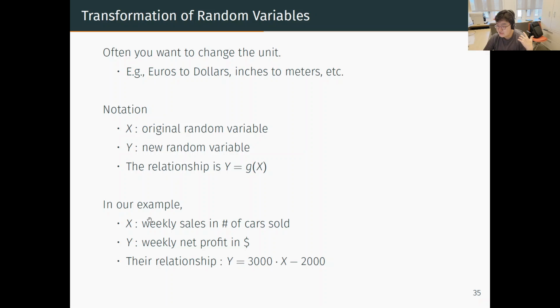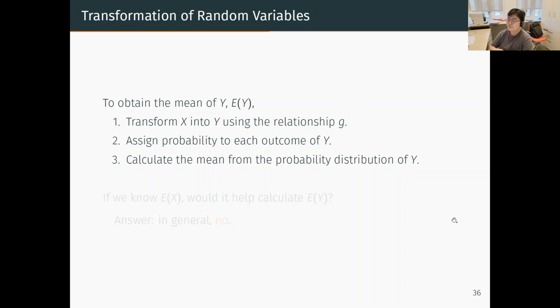So in our example, it looks like this, right? The net profit you get is 3,000 times X. So for each car you sell, it generates $3,000. So 3,000 times X, but minus 2,000. 2,000 is the fixed cost to the owner because you have to pay the salary no matter how many cars she sells, right? So this is the transformation from the original variable, number of cars, into a new random variable, Y. Okay?